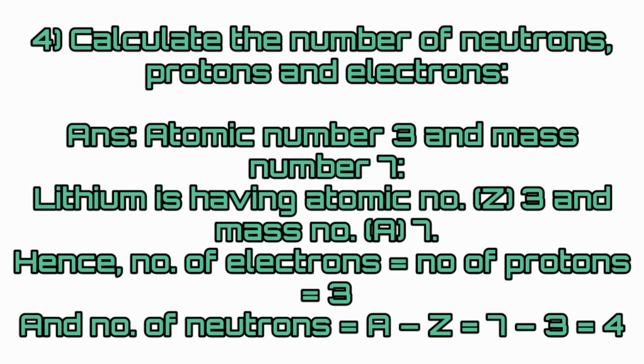Fourth question. Calculate the number of neutrons, protons and electrons. Answer. Atomic number 3 and mass number 7. Lithium is having atomic number Z equal to 3 and mass number A equal to 7. Hence number of electrons is equal to number of protons is equal to 3. And number of neutrons is equal to A minus Z, is equal to 7 minus 3, is equal to 4.